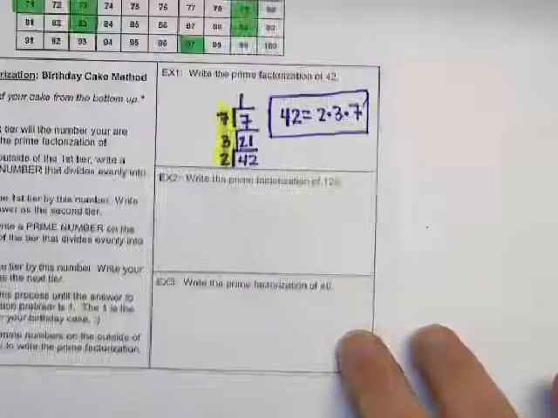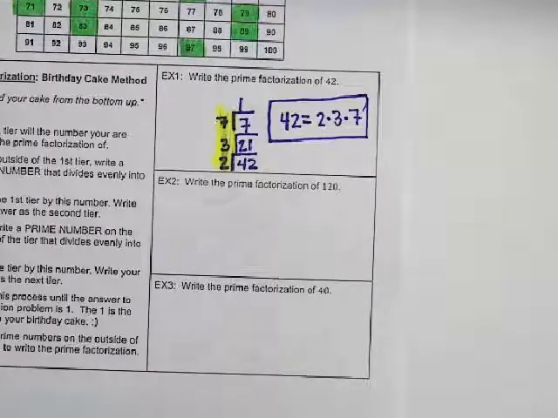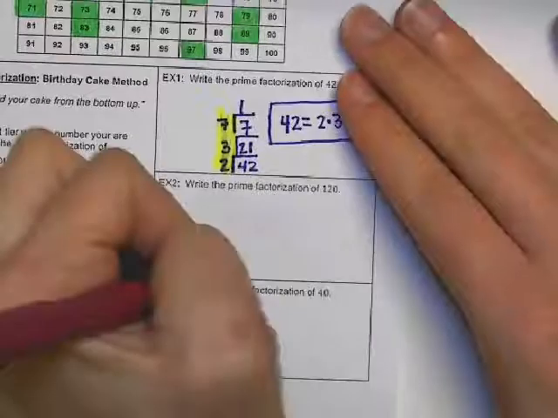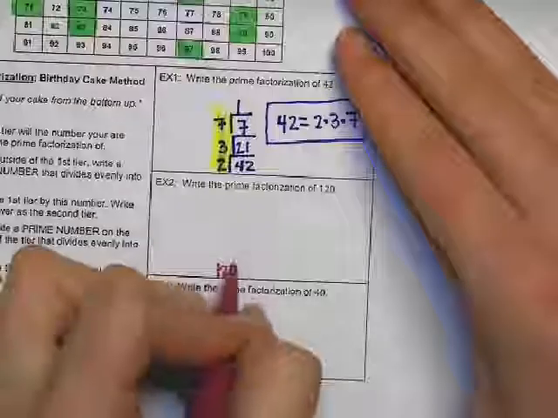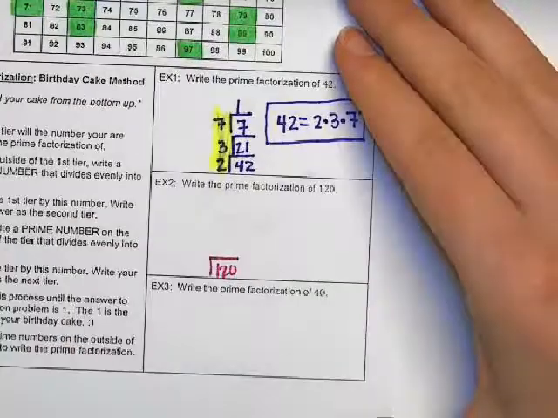Okay, example 2. Write the prime factorization of 120. So if I'm going to do the prime factorization, I'm going to do the birthday cake method. And where do we start? The bottom. So I'm going to write 120 on the bottom. Now this one you're going to need to write a little bit smaller. The bigger the number, the smaller you need to write. Okay? All right, so do your first tier.